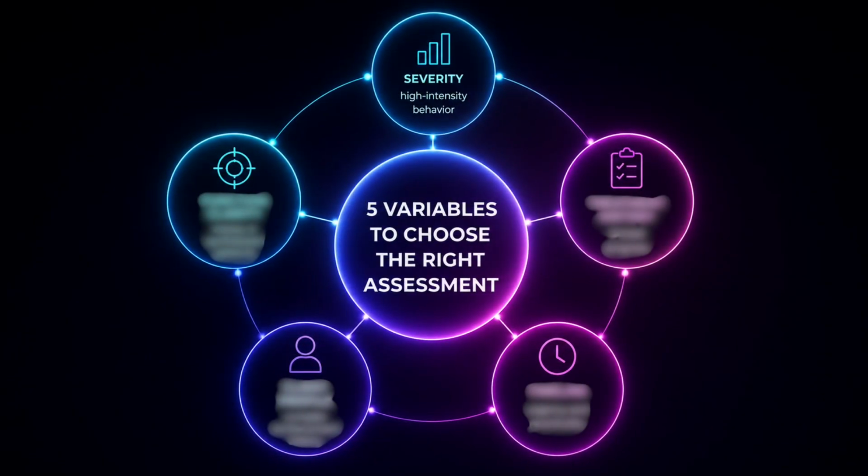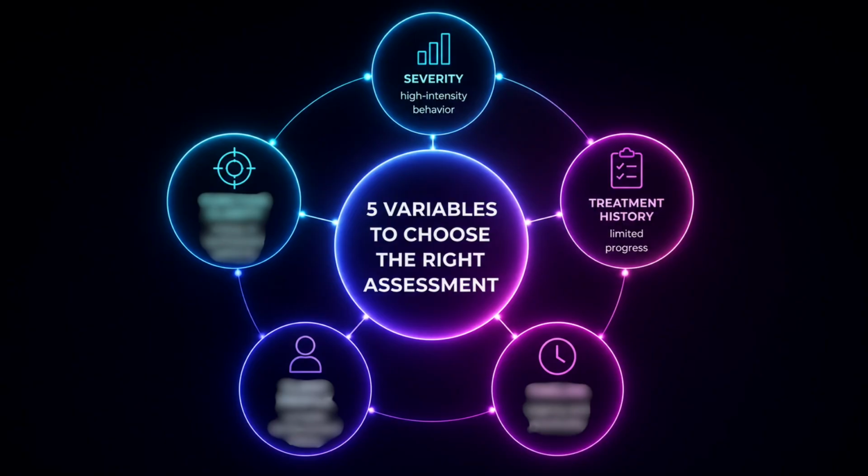Think about this less like a checklist and more like building a clinical picture. There's no single variable that makes the decision. You're looking at all of them together. The first is severity. If the behavior is mild to moderate and the function seems relatively straightforward, a well-executed FBA is probably the right move. If you're looking at high intensity behavior, including self-injury, aggression, behavior that's been treated before without lasting results, that's when the IISCA becomes the better choice.